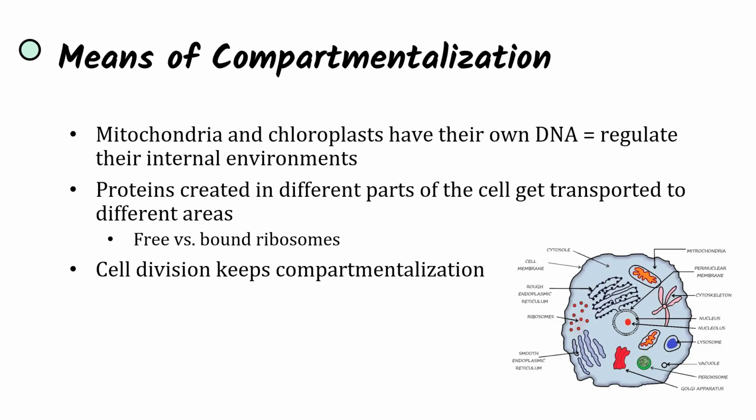Proteins created in different parts of the cell get transported to different areas based on where they're created. So if you're looking at free versus bound ribosomes on the endoplasmic reticulum, proteins created in the cytosol and free ribosomes usually stay in the cytosol, while those created on the endoplasmic reticulum generally get exported out of the cell. And lastly, cell division keeps compartmentalization because it keeps all of these membrane-bound organelles and duplicates them when creation of a new cell happens.